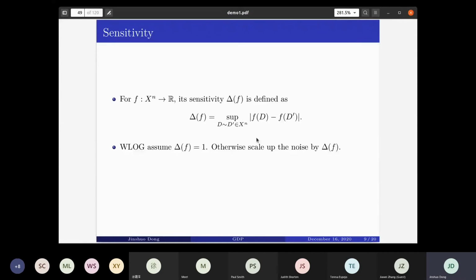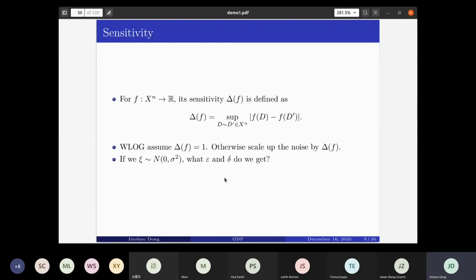Oftentimes this sensitivity is not finite. For example, for the sample mean, it's possible that there is a data point that affects this f arbitrarily. But you can always clip your data to a level that it doesn't really matter, so that the sensitivity is fine. And further, without loss of generality, we can assume the sensitivity is 1, just for pedagogical reasons. Otherwise, you can scale the noise by the sensitivity. Is that clear? Okay, so starting from now, we're going to assume that the sensitivity is 1.